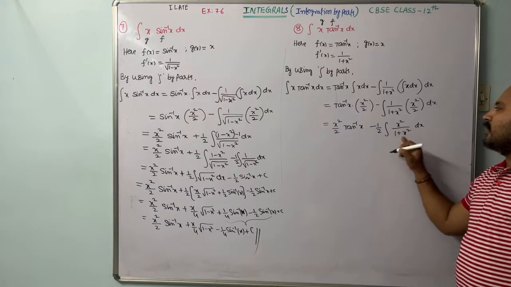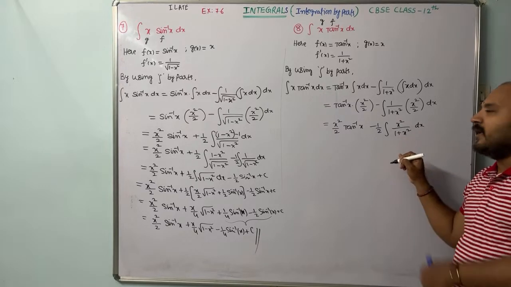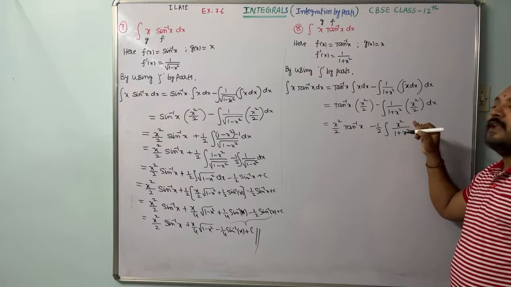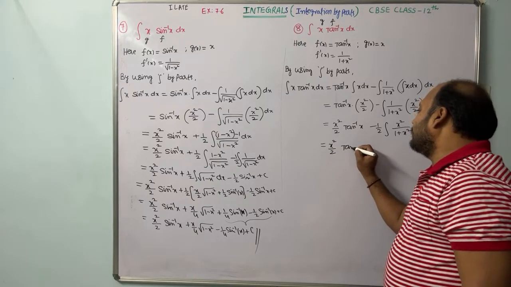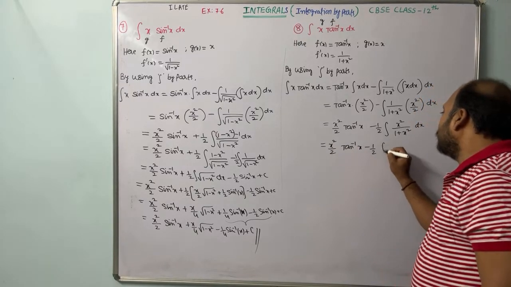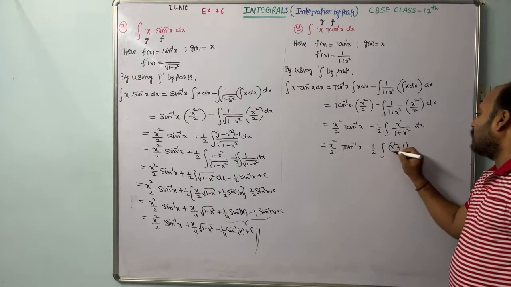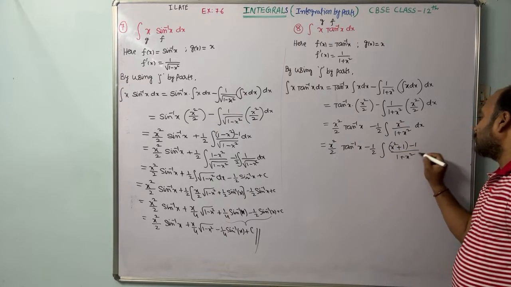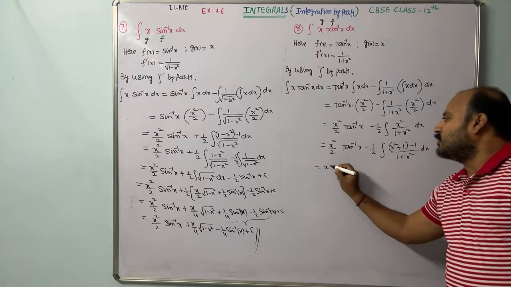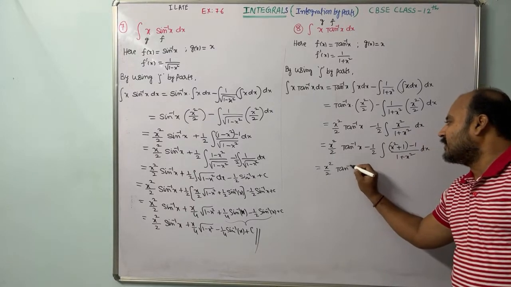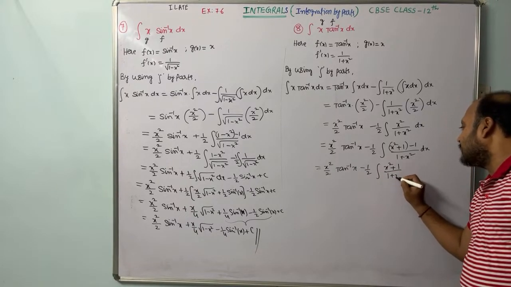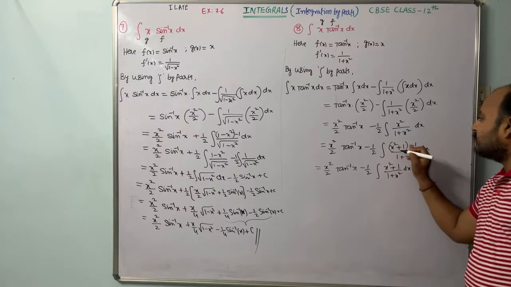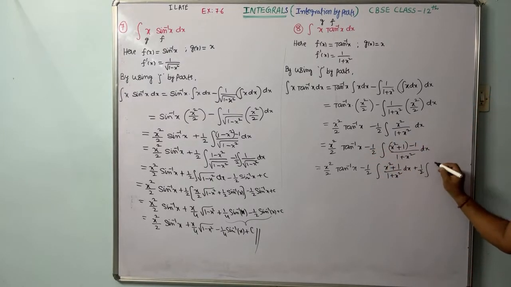To solve this one, the denominator is 1 plus x square. Make the numerator also in terms of the denominator by adding and subtracting 1, plus 1 and minus 1. x square by 2 into tan inverse x minus 1 by 2 integral of (x square plus 1 minus 1) divided by (1 plus x square) into dx, which is equal to x square by 2 into tan inverse x minus 1 by 2 integral of (x square plus 1) by (1 plus x square) into dx, minus into minus is plus, 1 by 2 integral 1 by (1 plus x square) into dx.